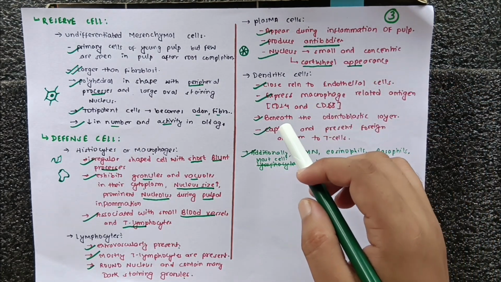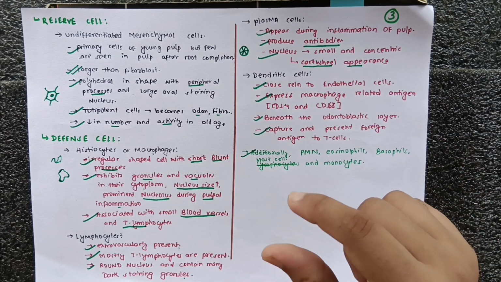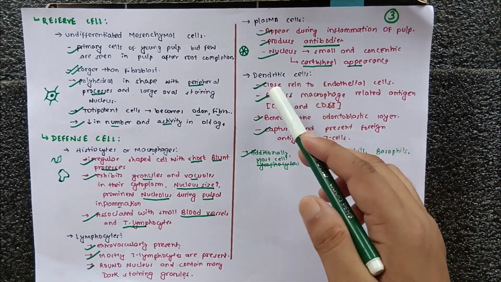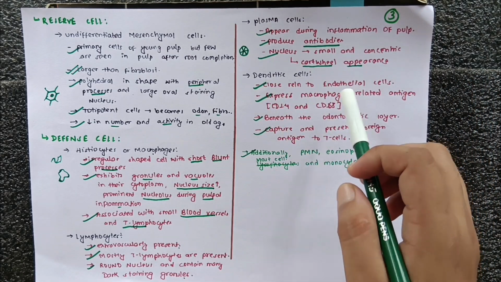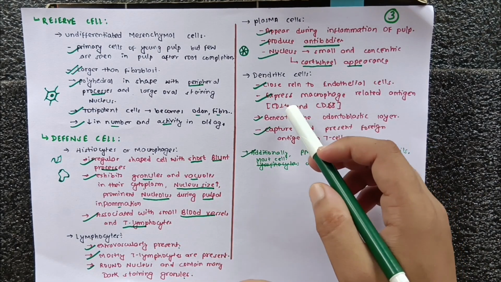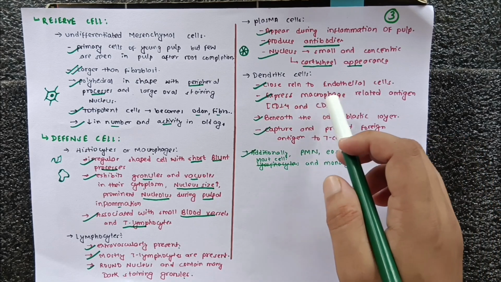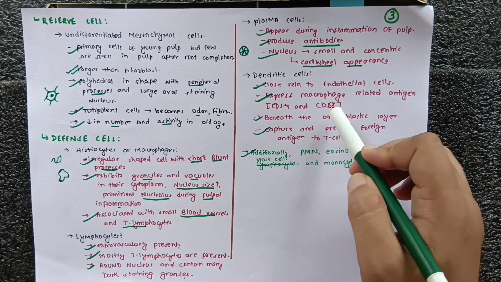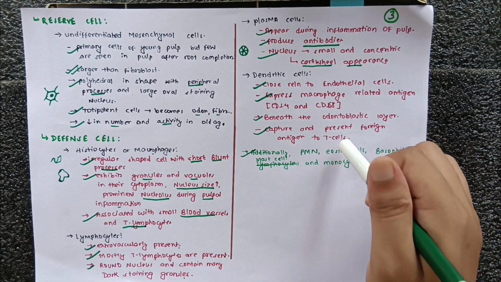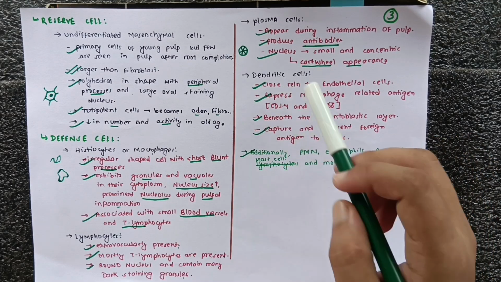After that, the dendritic cell has a close relation to the endothelial cell. Endothelial cells are the cells lining the blood vessels. So they are closely related with those endothelial cells, and they are present beneath the odontoblastic layer in the pulp. They are particularly antigen presenting cells, so they express the macrophage related antigens CD14 and CD68, and they capture and present the foreign antigen to the T cell. So those are the dendritic cells.